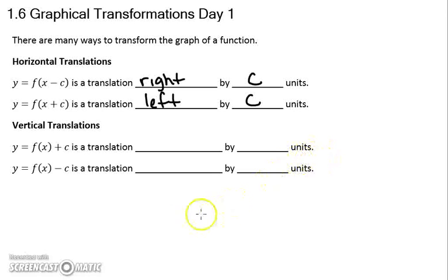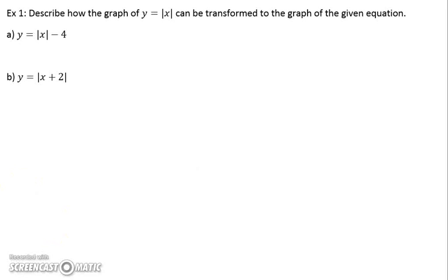For our vertical translations, if we have f of x and then plus c on the outside, this is a translation up by c units. And if we have a minus c on the outside of the parentheses, it's going to be down by c units. So up and down works the way we would expect it to. Left and right is the opposite of what we think it should be. So let's look at a real quick example of that.